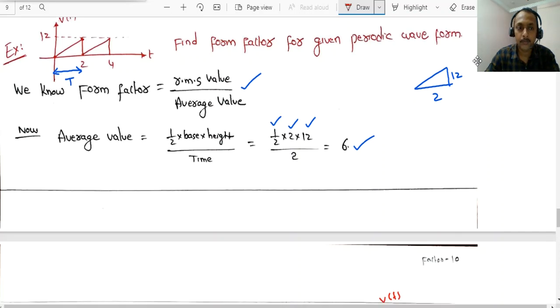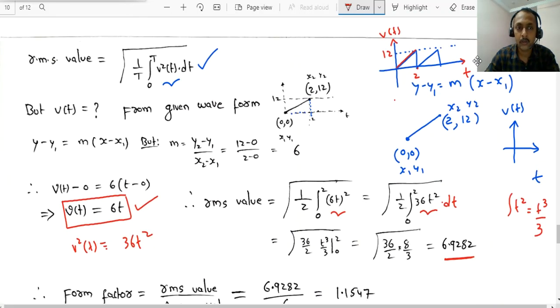But with respect to the RMS value, here they are struggling. V square of t. This is the procedure to find the V of t value. Once you know the V of t value first, V square of t is easy, just taking the square of that.